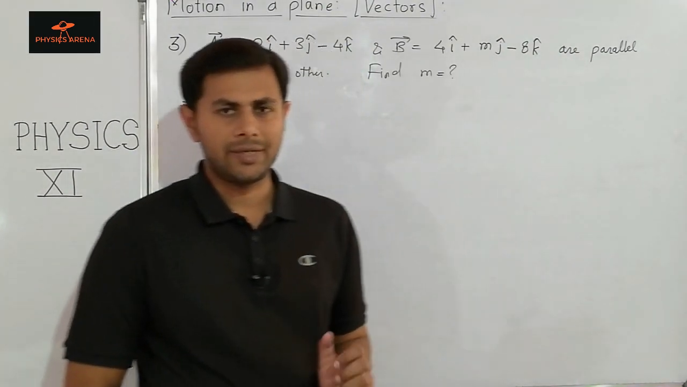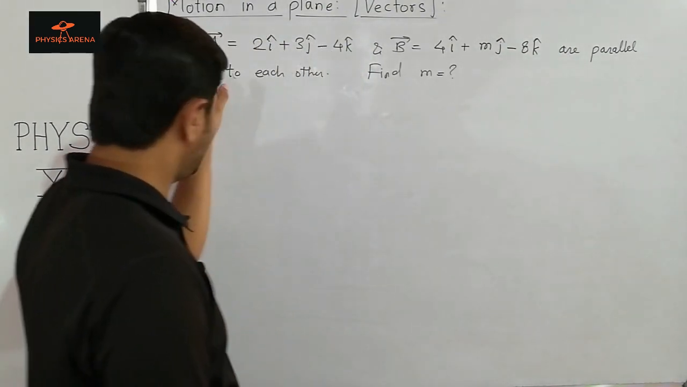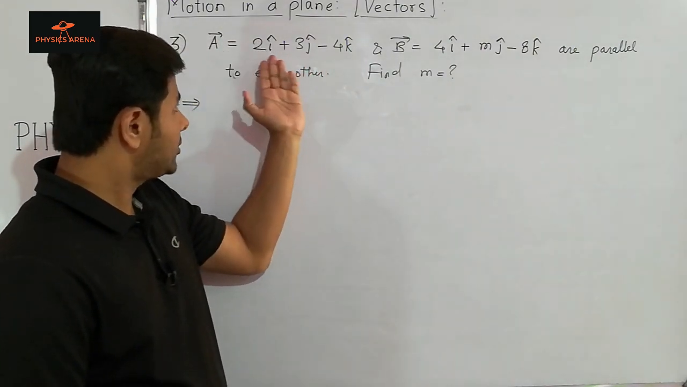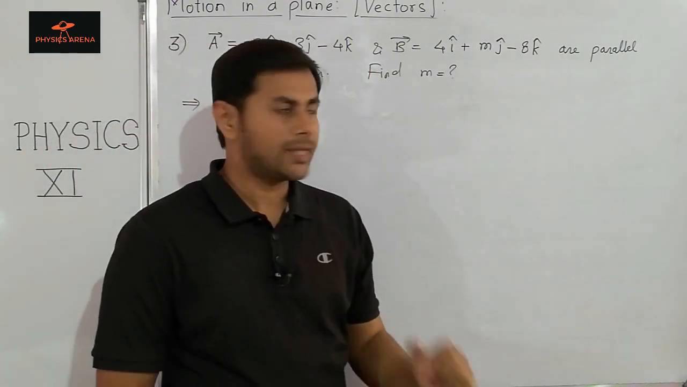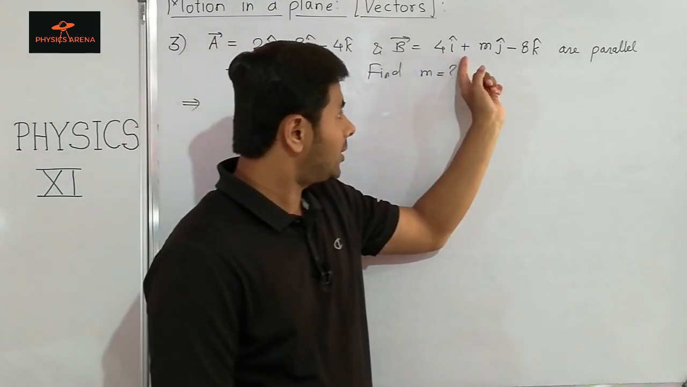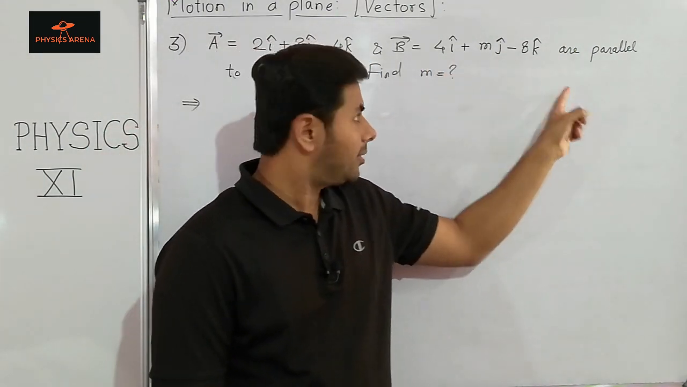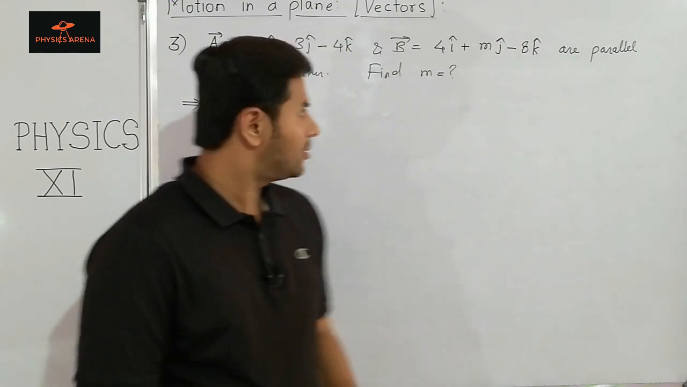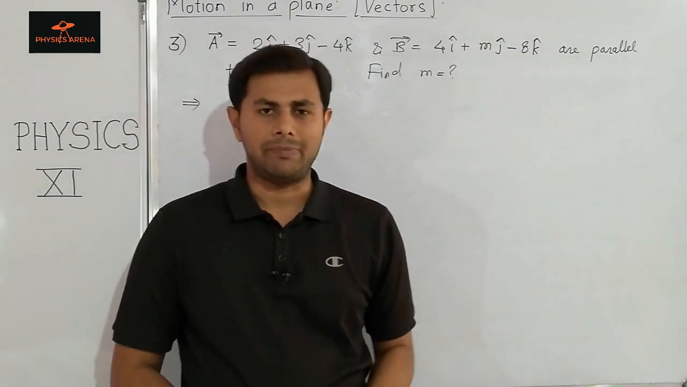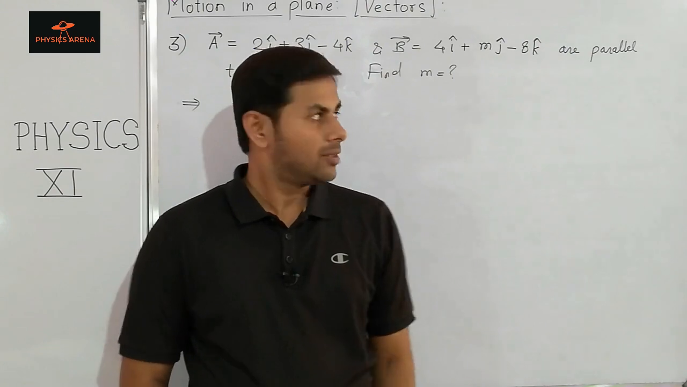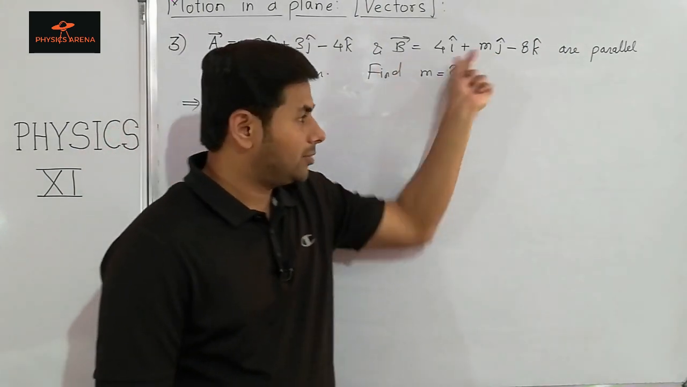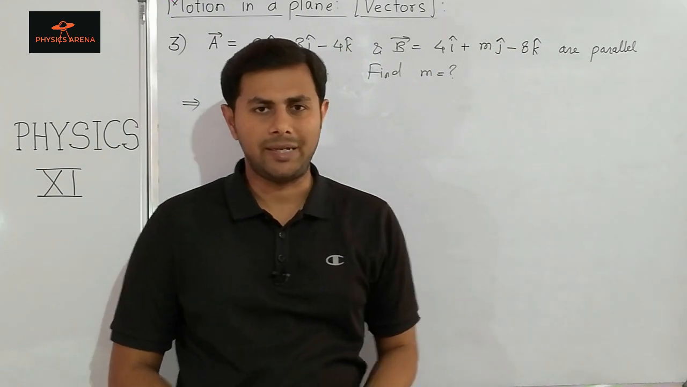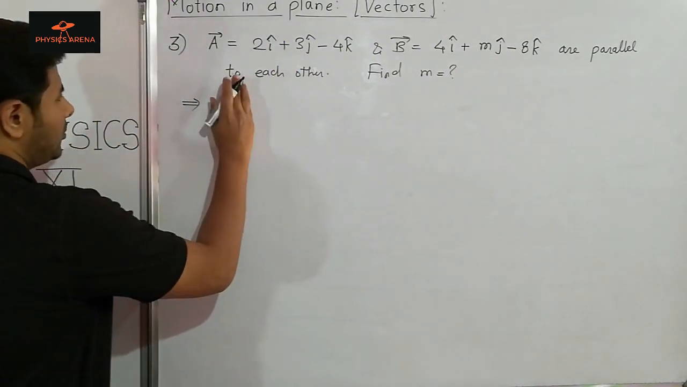Now let's see another simple problem. So problem number 3 is this: a bar equals 2i plus 3j minus 4k, and b bar is 4i plus mj minus 8k. They are parallel to each other and we have to find m. Okay, so m is unknown and a condition is given that they are parallel. We have to find m. So how to proceed?